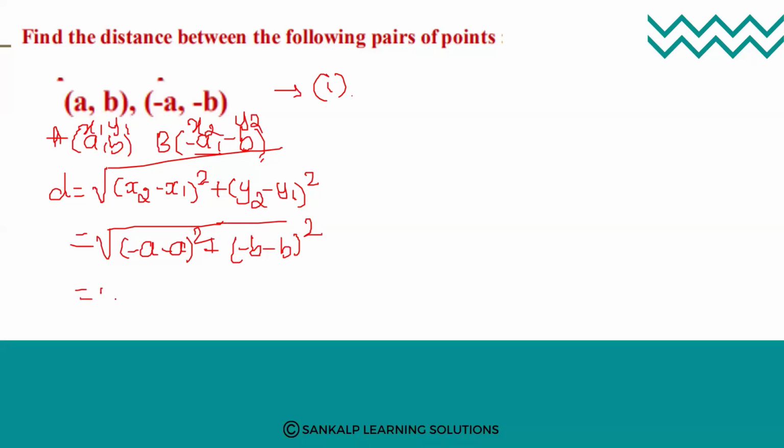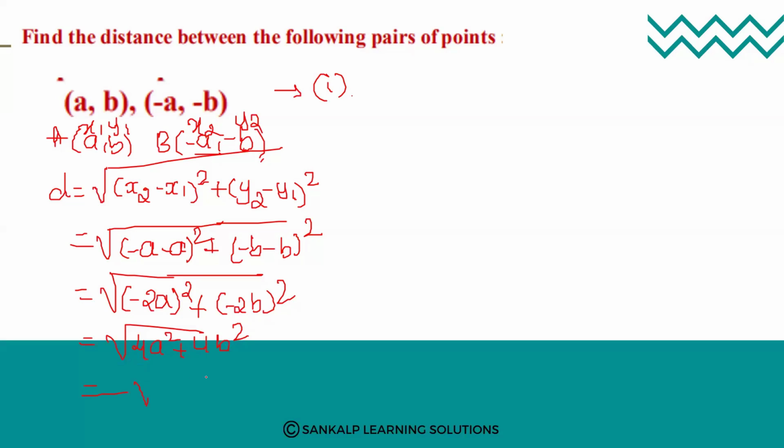Now, minus a minus a, that means minus 2a you will get. Minus 2a whole square plus minus 2b whole square. So 2a whole square means it is 4a square plus 4b square. Now take 4 common. So root of 4 into a square plus b square. Okay. So 4 is a perfect square number. So when it comes outside, it becomes 2 into root of a square plus b square. Right? So 2 into square root of a squared plus b squared.